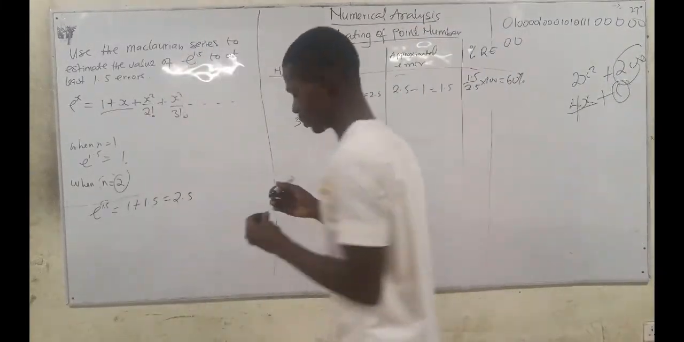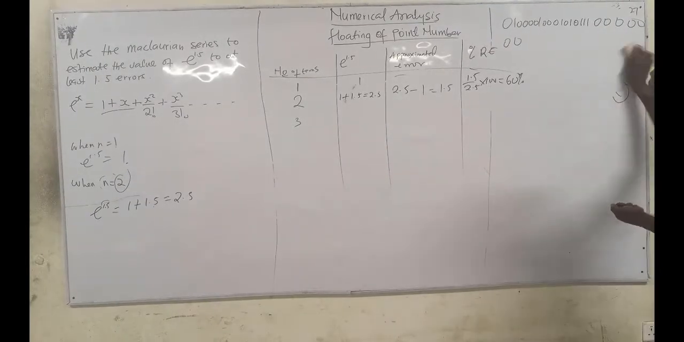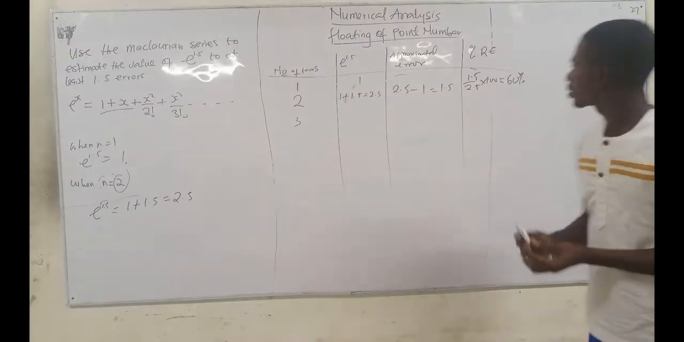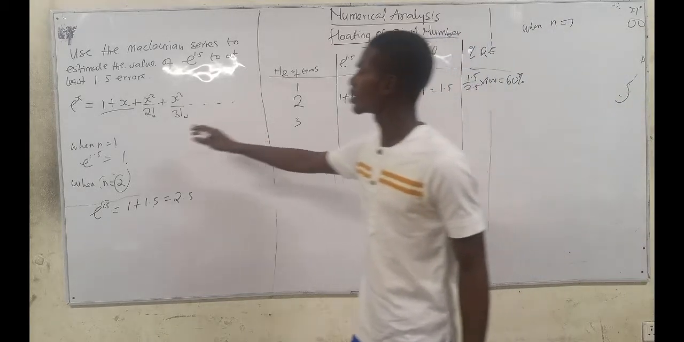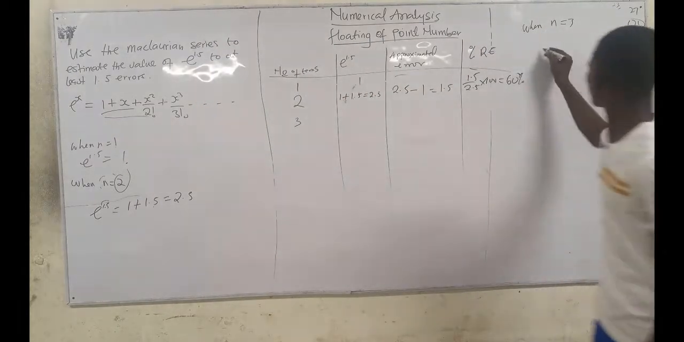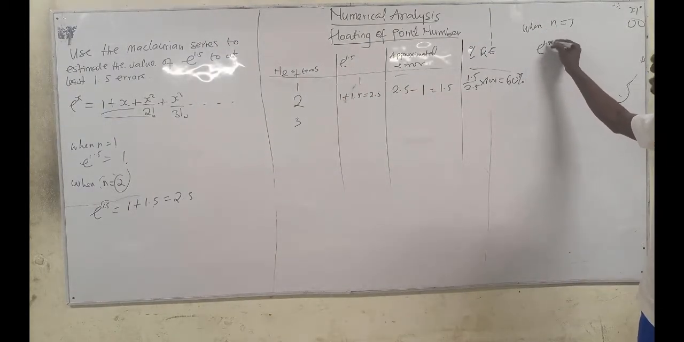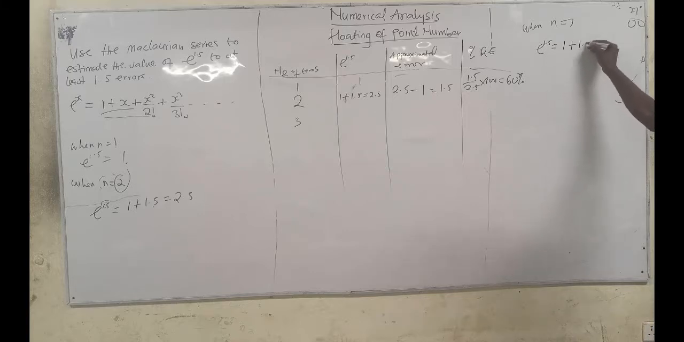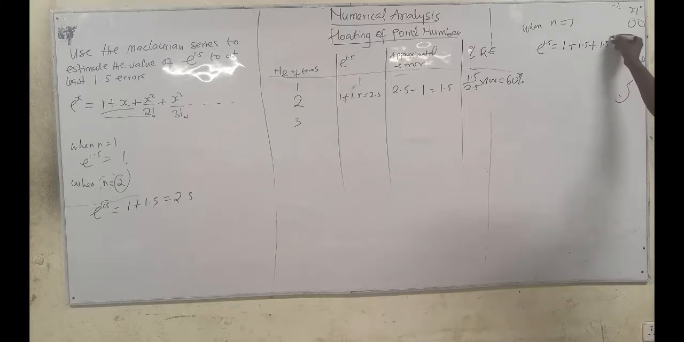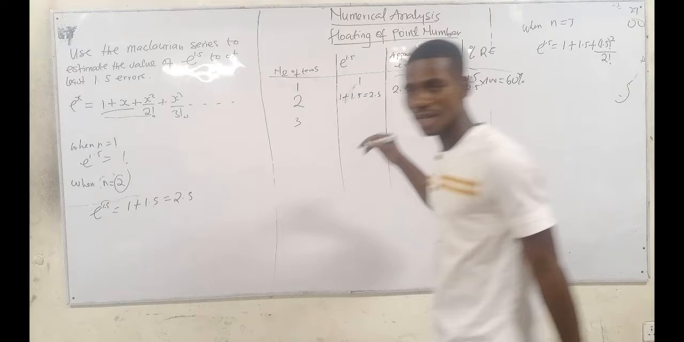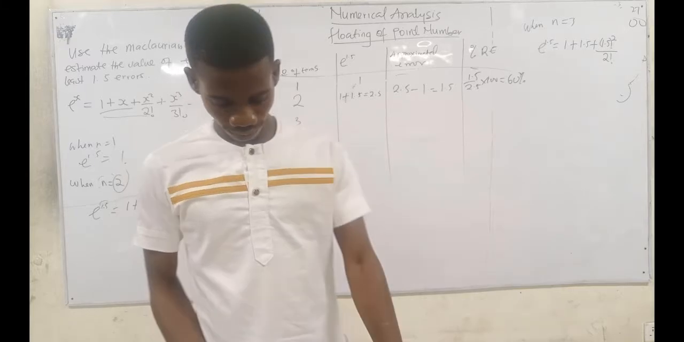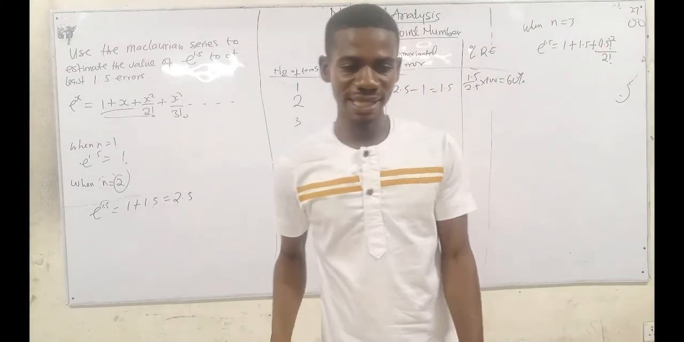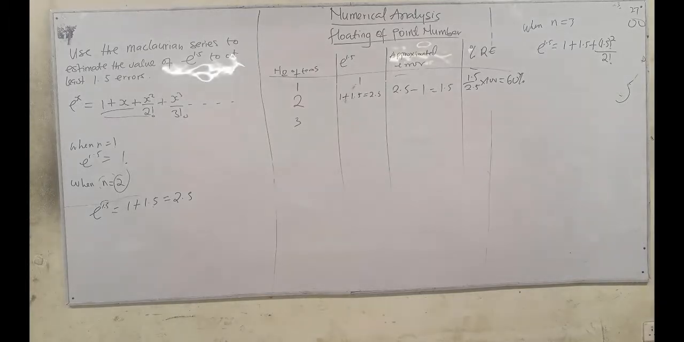So when n is equal to 3, this 3 means that we are concentrating on what? The first 3 terms. So we choose this one. e to the power 1.5 is equal to 1 plus 1.5 plus 1.5 squared all over 2 factorial. So compute for it and just write the answer. Please here we don't approximate the decimal point. So whatever you get, you write the whole of the decimal points down.